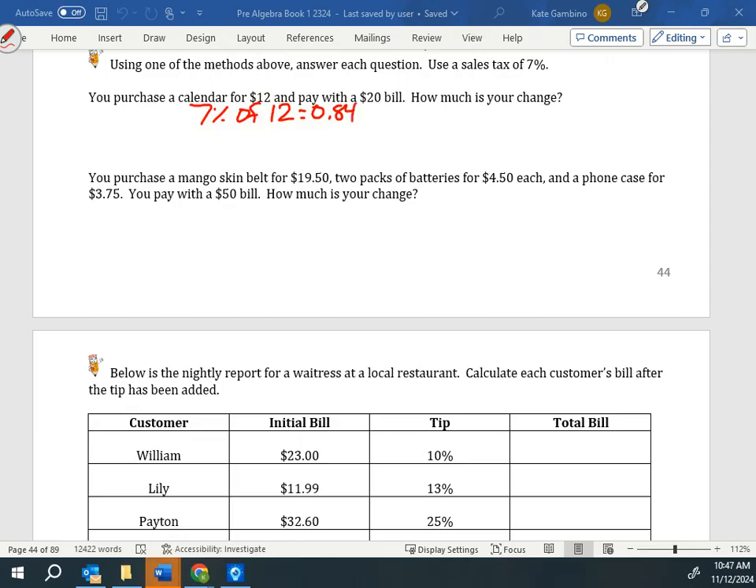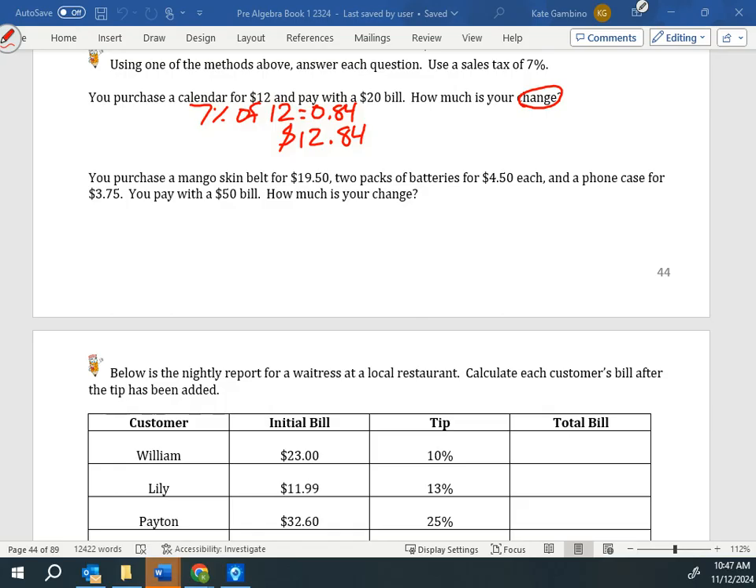So my question is, how much change am I gonna get if I pay with $20? So what would my second step be here, Harper? So I'm being charged $12.84. Is that my answer? No, because the question is, how much is my change? So we always have to look at these questions. How do I find my change, Harper?